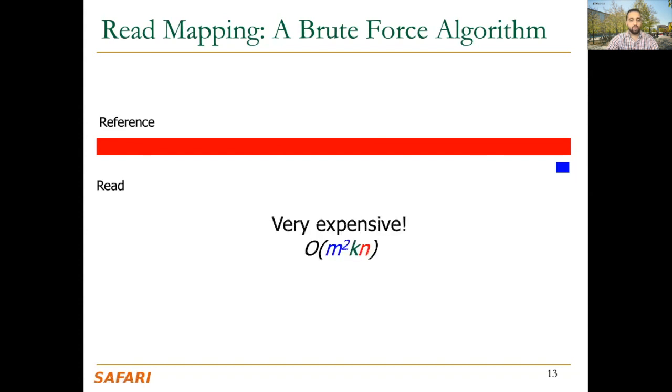However, this brute force approach is very expensive, right? Because you are checking every single location in the reference genome. And that is expensive because we are using dynamic programming for examining the similarity, which takes quadratic time.